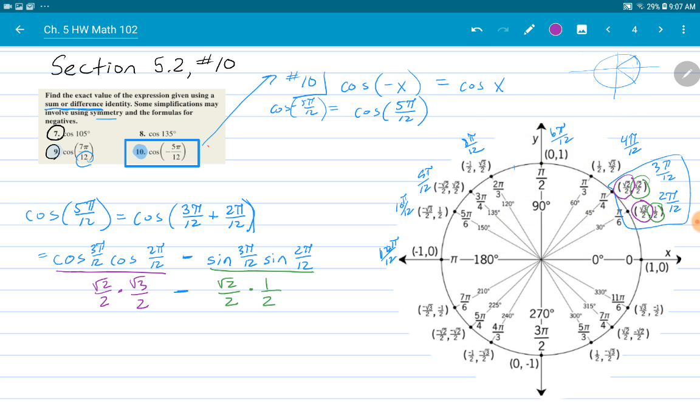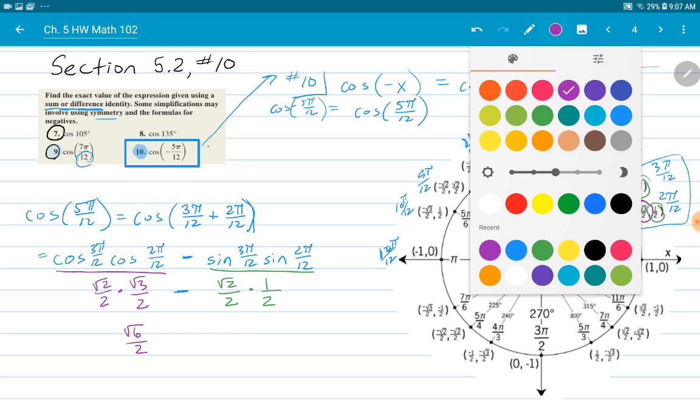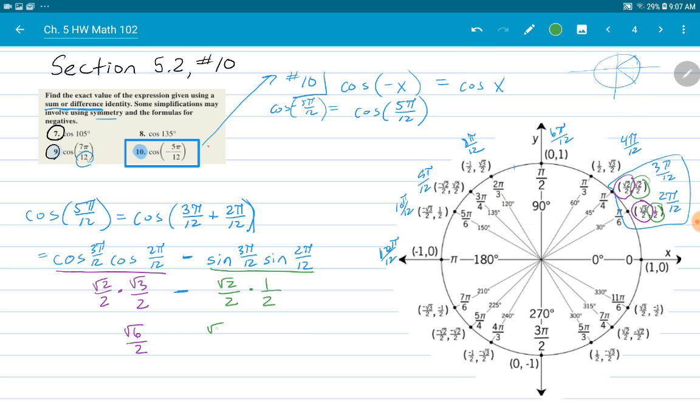So simplifying, I get radical 6 over 4 and radical 2 over 4. And I still have that minus in the middle. So I can combine those fractions since I have a common denominator, which gives me radical 6 minus radical 2 over 4.